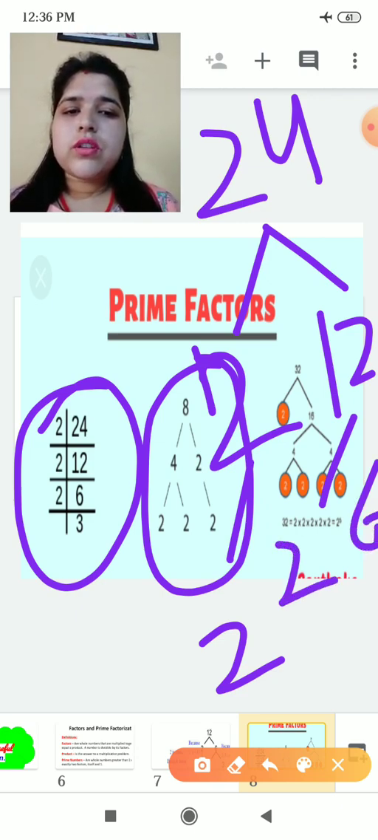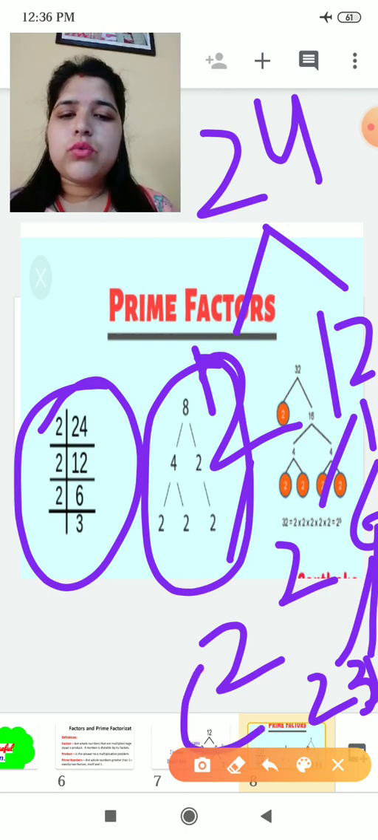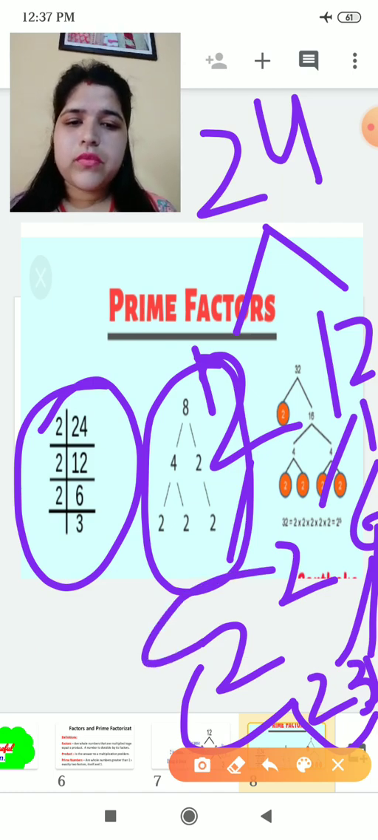So 2 into 6 is 12. Again break 2, that is 2 into 3. 2 into 3. So what will be the factors? 2 into 2 into 3. 2 2 ja 4, 4 3 ja 12. Again this 2 will also come. Okay, I will explain you later on.